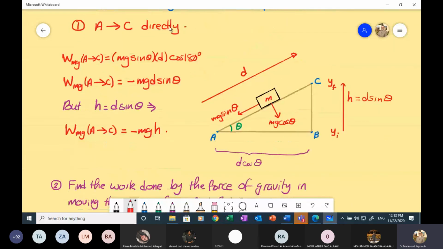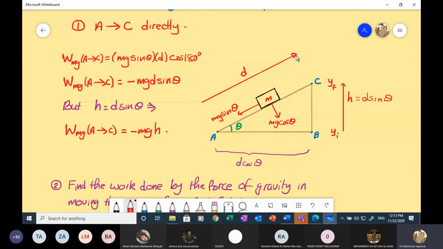I'm going to go from A to C directly. Now the weight, as you all know, can be resolved into two components. One is parallel to the inclined plane, down the plane, and the other is perpendicular to the inclined plane. Now this is the length of the inclined plane, d. And since I am going from A to C, the displacement is up the plane like this. This is the displacement.